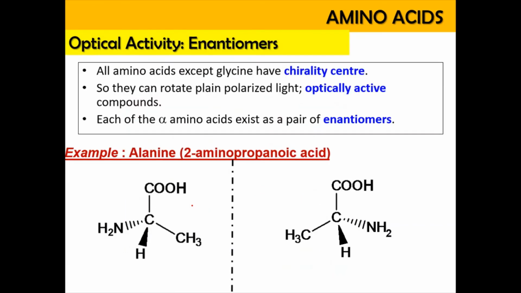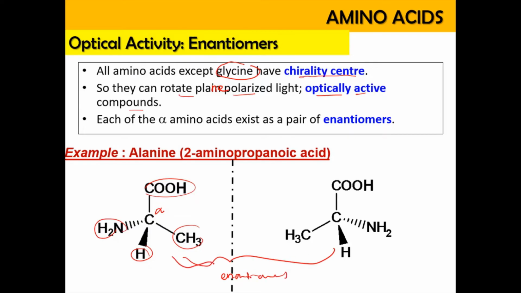Okay, now we're going to look into some of the features of amino acids. So amino acids will have a chirality center, except for glycine. The chirality center means that the carbon is attached to 4 different groups of atoms. Because it is attached to 4 different groups of atoms, it can rotate plane polarized light, and it is an optically active compound. Each alpha amino acid can exist as a pair of enantiomers. So they are enantiomers of one another, and this needs to be labeled.